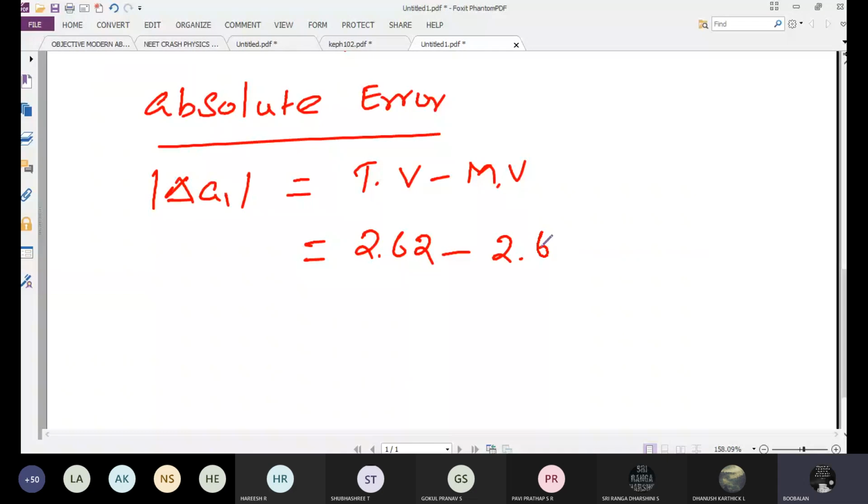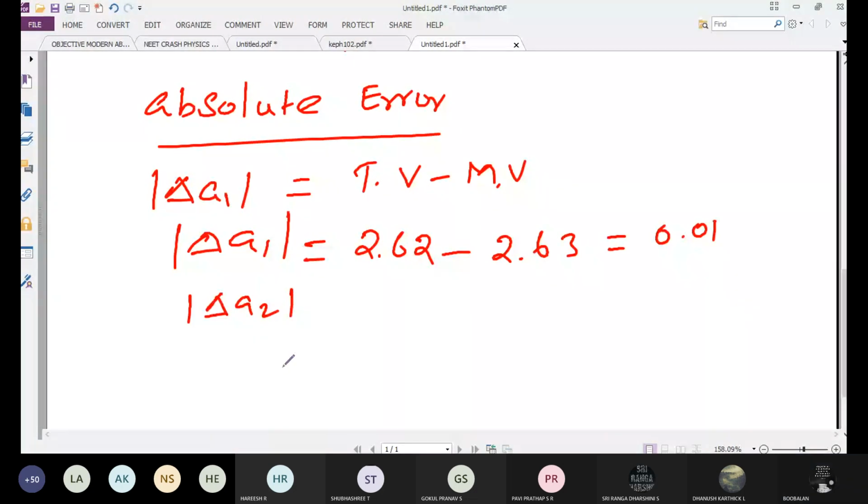What is the difference? 0.01. So like that, this is the del A1. That will be minus. Yes, minus only, but we are taking the modulus, so modulus del A1 is positive. Like that, you can find del A2, modulus of del A3, del A4, del A5.